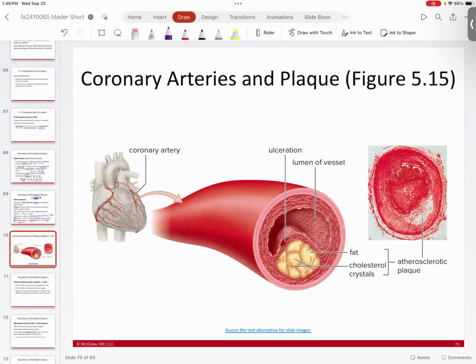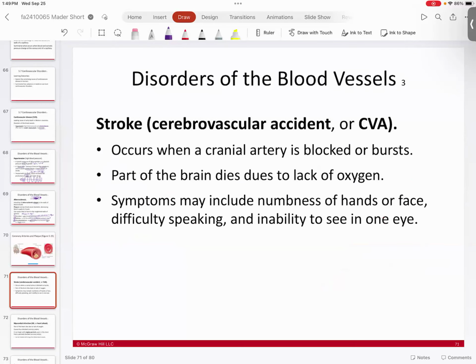So normally you have cholesterol that starts to stick in the arterial lining and forms these kind of hard plaque-like crystals in the lining, and that starts to push its way into the blood flow and starts to block that blood flow to the heart itself.